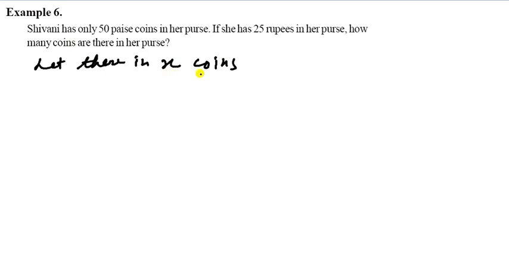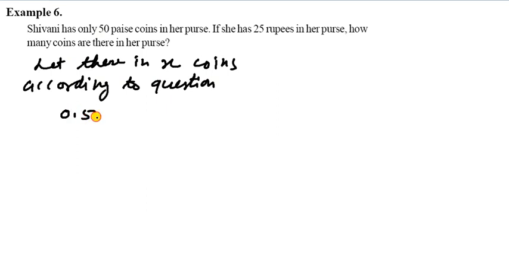Let there be x coins. According to the question, 50 paise coin, so you can write 0.50. We change the rupees into paise, so that is the fault. You can change only the paise; rupees change into paise. So 50 paise coin, so 50 into x will be equal to 25 rupees.